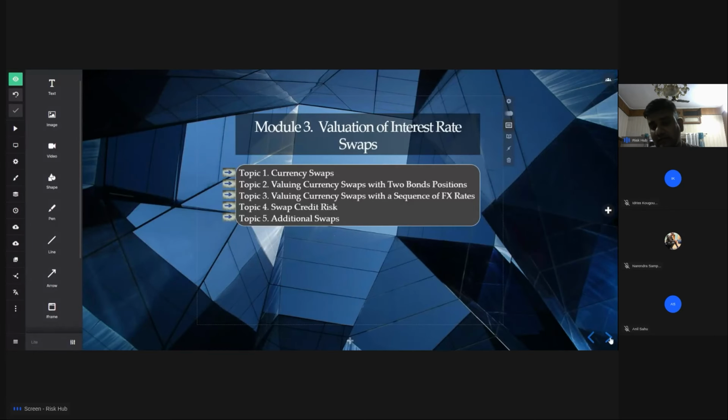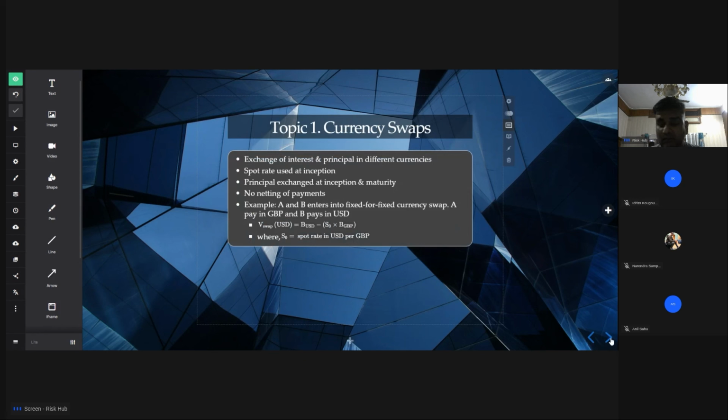Next part is valuation of your interest rate swap, right? We have done that. Now we are moving to currency swaps: valuing a currency swap with two bonds position, valuing a currency swap with a sequence of FX rates, swap credit risk, and additional swaps we'll talk about. Currency swaps are very simple. Generally, guys, interest rate swaps come in the exam. Currency swaps do not come in the exam, but still, we have to see it and try to solve it.